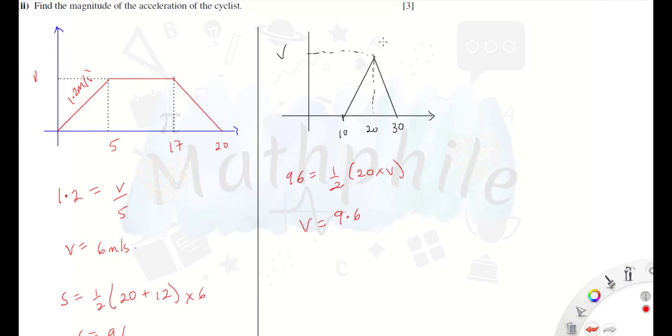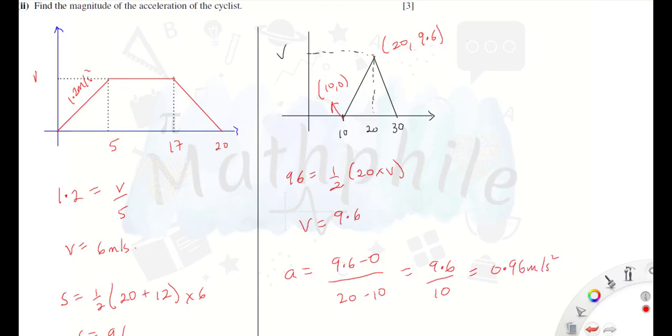Okay, now that we've got the value of v, I can indicate everything over there. So at this point, it was 20, and the v is 9.6. And at this point, I'm just writing the coordinates down, it's going to be 10 and 0. So the acceleration is going to be the gradient of that line. Change in y, 9.6 minus 0, over change in x, 20 minus 10. This should simplify to 9.6 over 10, 0.96 meters per second squared.